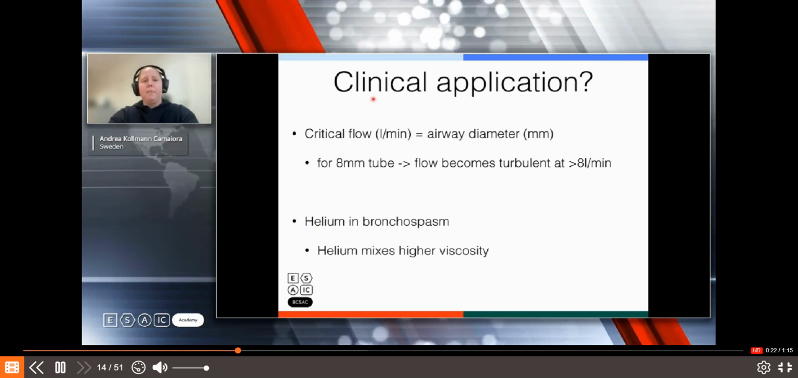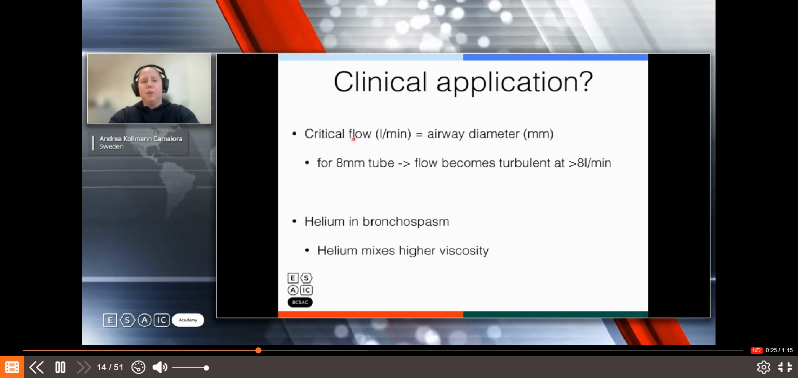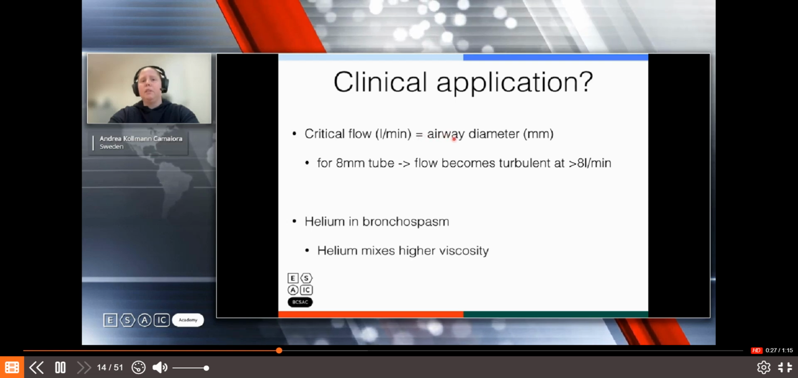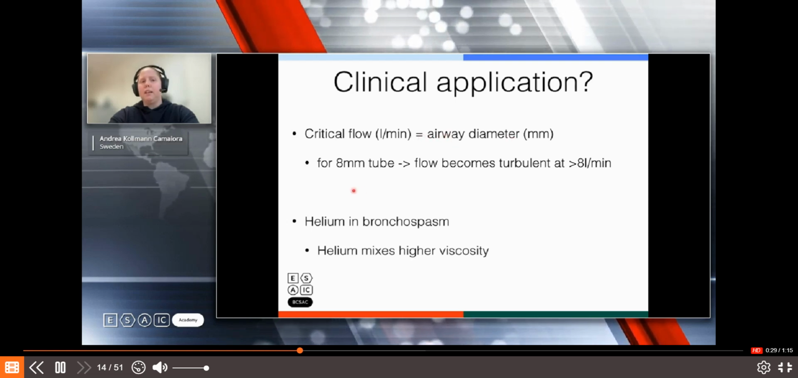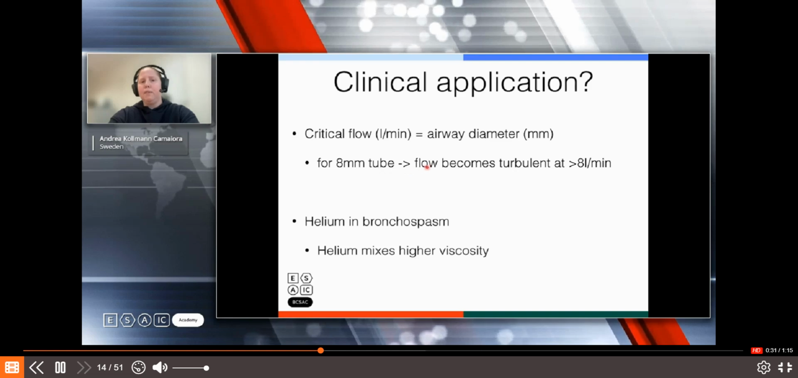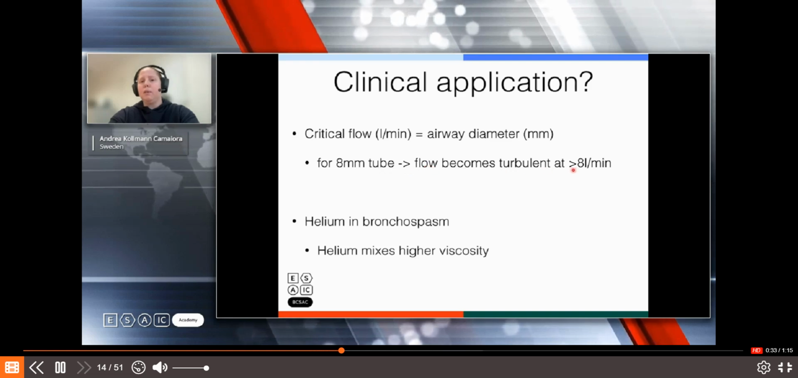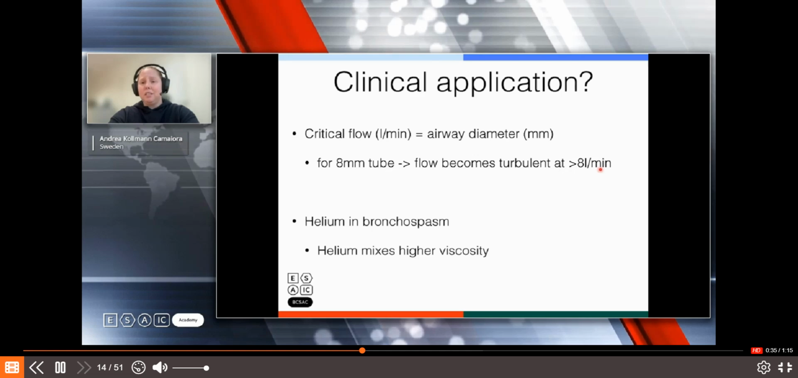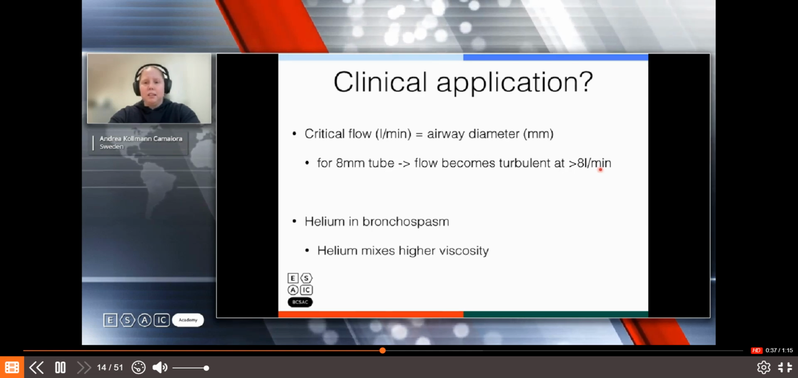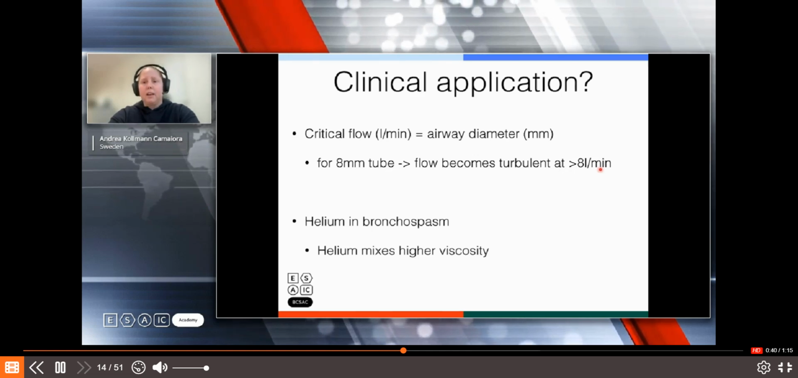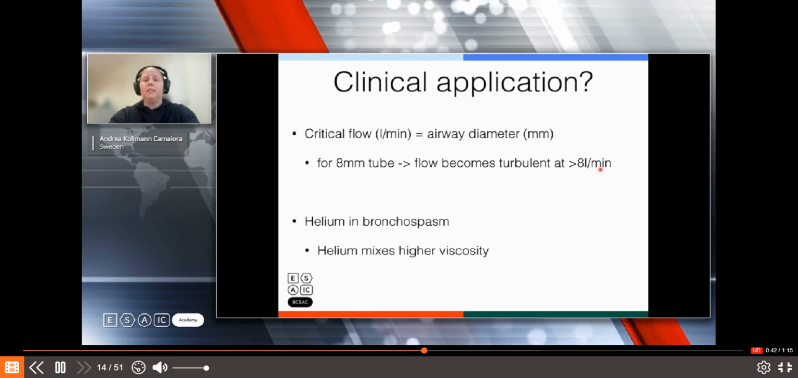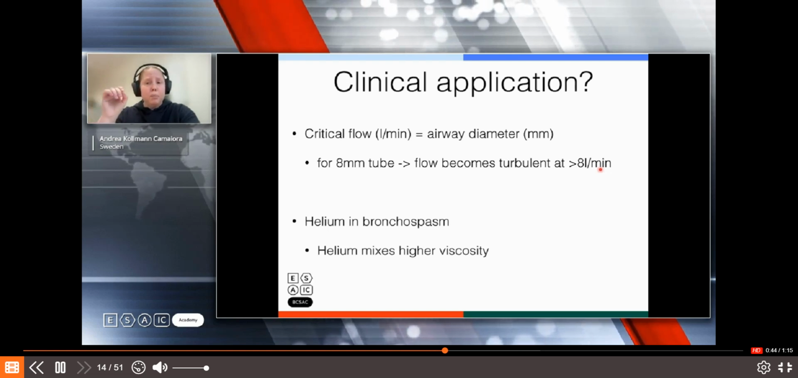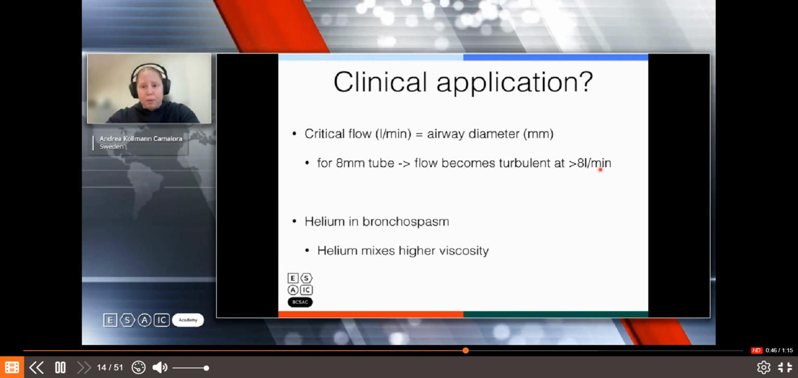So, for example, there is something called the critical flow, depending on the airway diameter. For an 8 millimeter tube, the flow becomes turbulent at over 8 liters. And is this really important? Well, yes, especially if you're doing pediatric anesthesia, because then the sizes of the tubes you're using are much smaller, and then you need to reduce your flow accordingly.